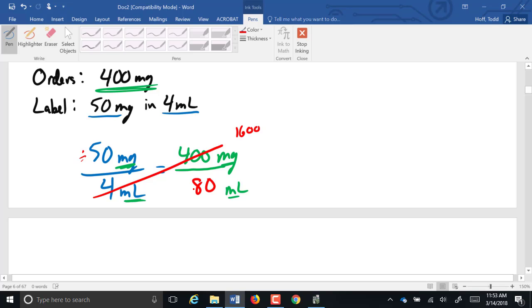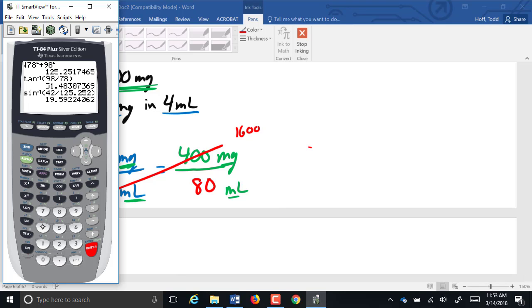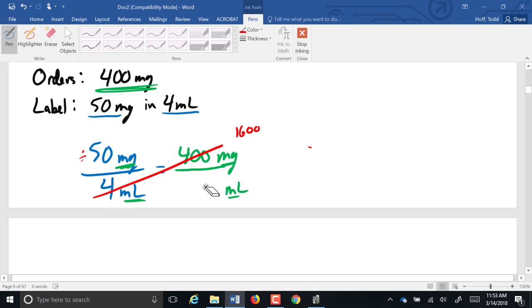Let me punch in my calculation. 32 milliliters, there we go. I knew the internal calculator wasn't handling that one quite right. 32 milliliters is what that ends up being. So 32 milliliters is what we administer to our patient.